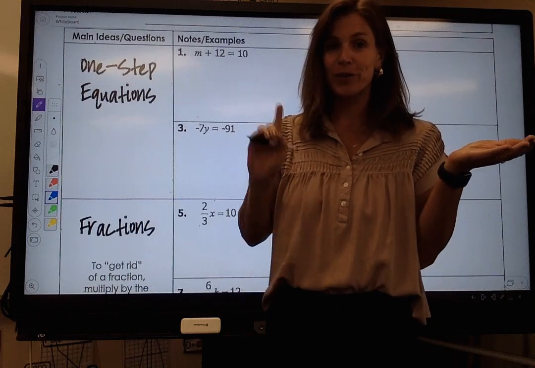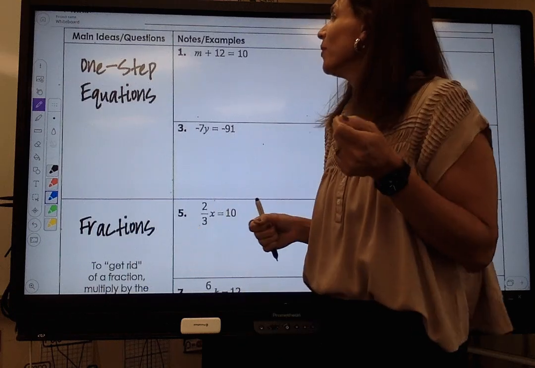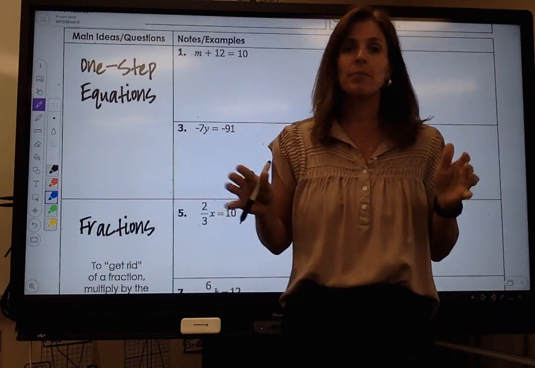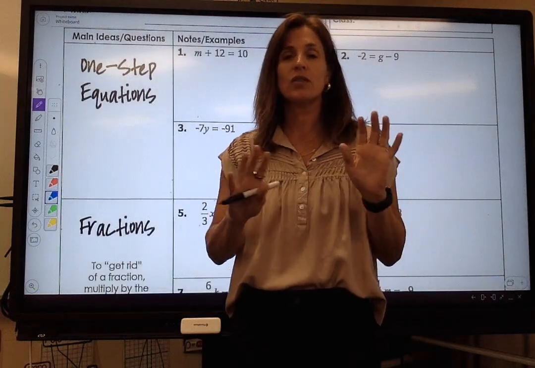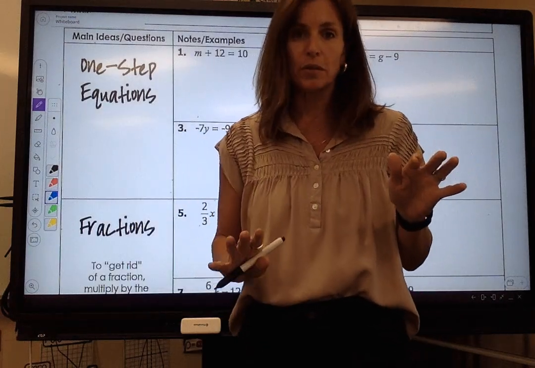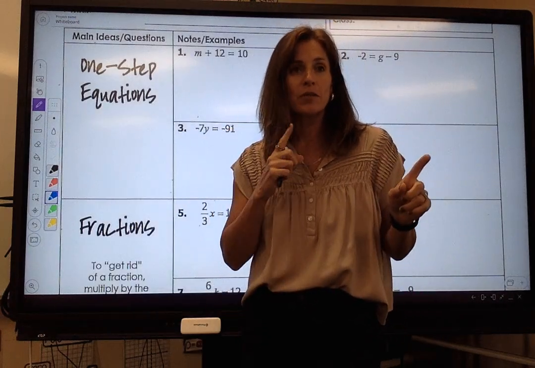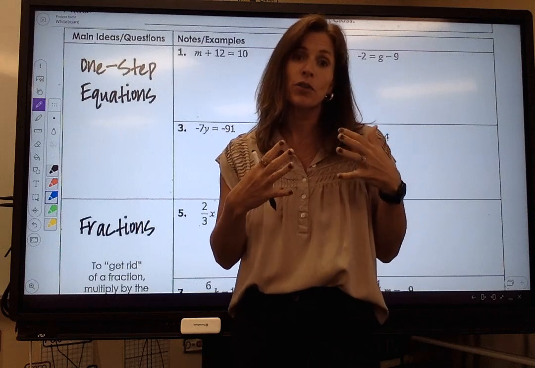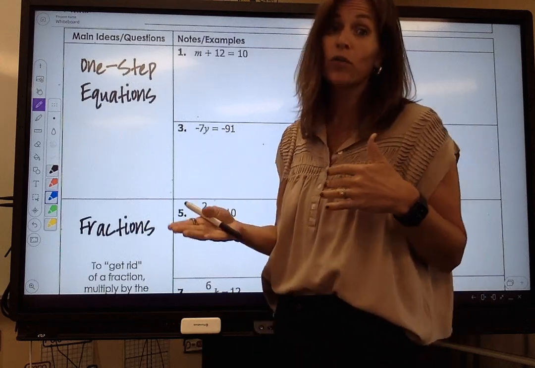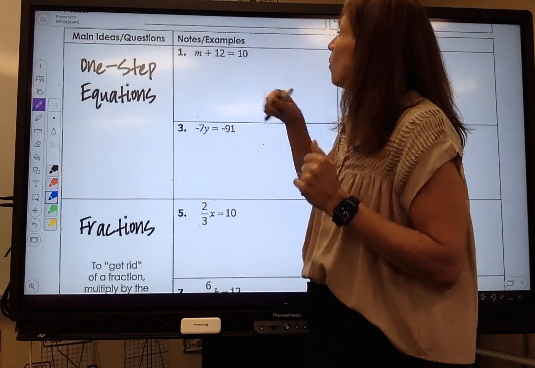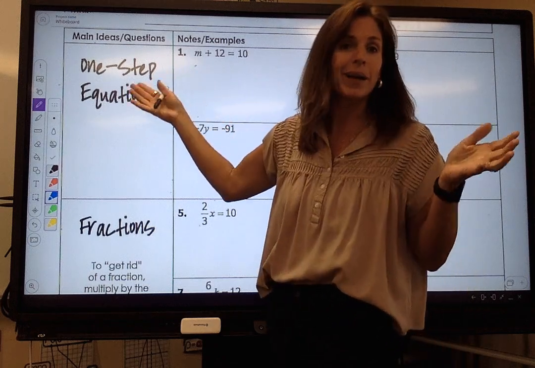A gentle reminder to slow me down. One-step equations. So we're going to keep it simple. I know you guys were taught so well this last year, and this is absolutely a refresher. I'm just going to do my language and show you the vocab words that we're going to use all year long, okay? So we know the goal here is to get m by itself, right?